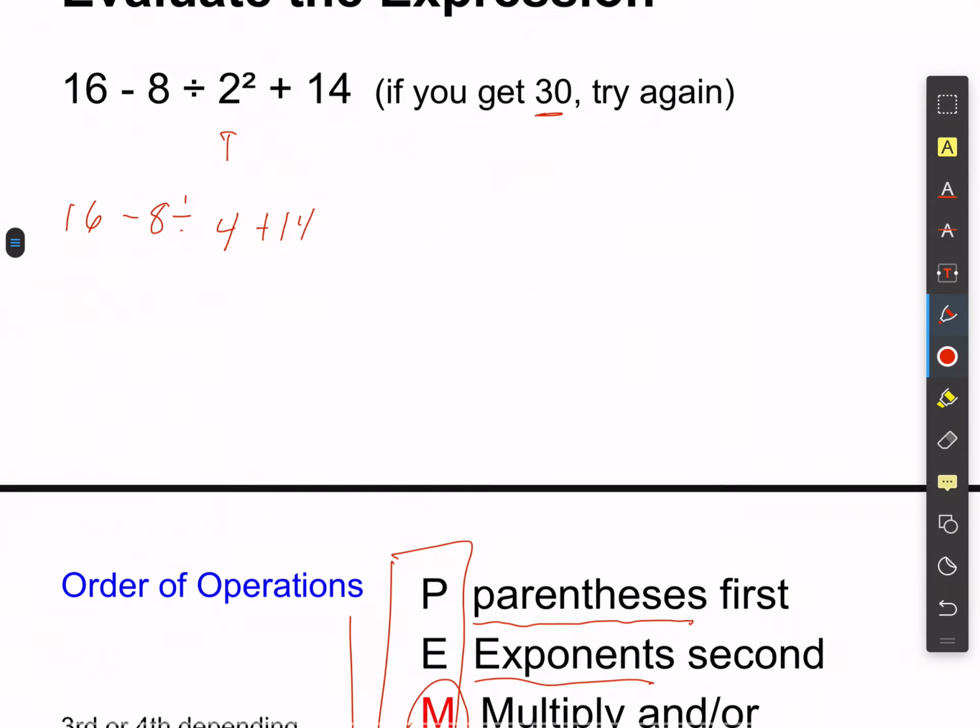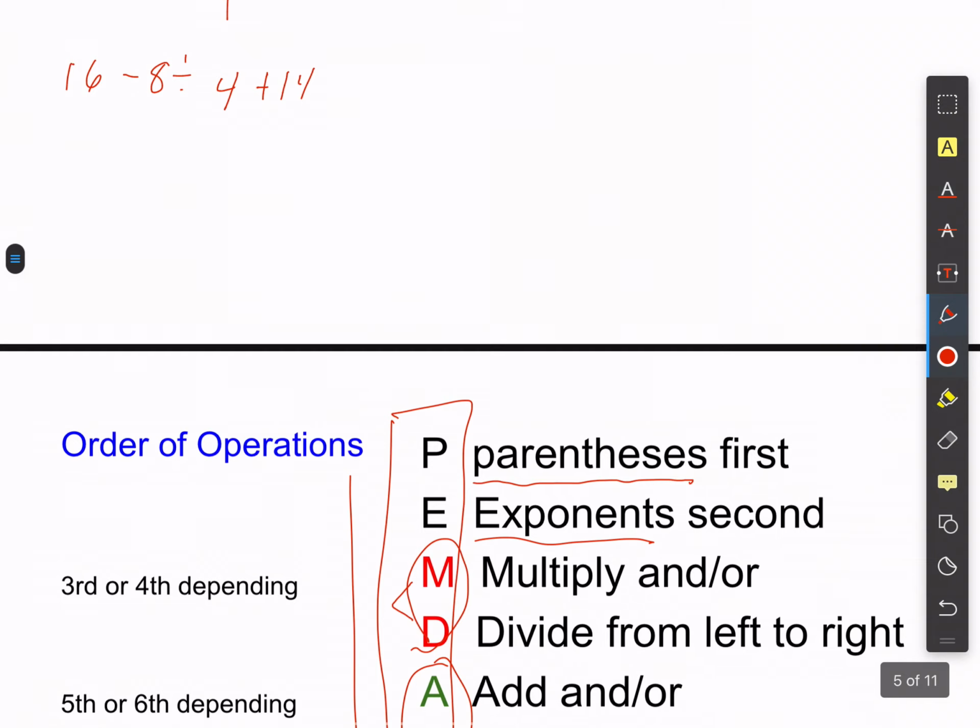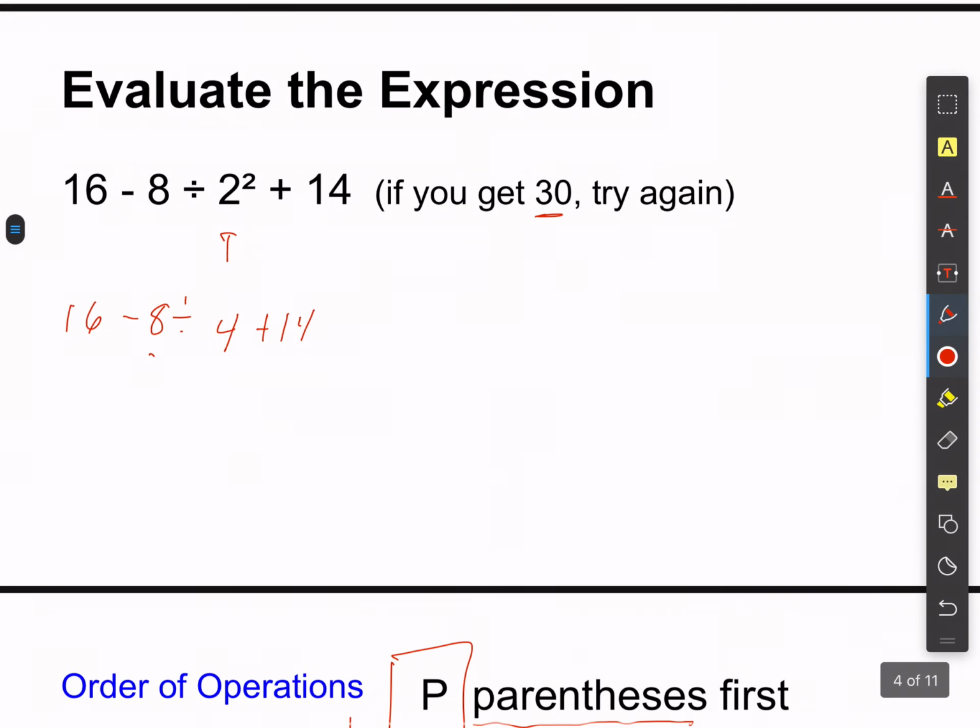If I follow my order of operations, now I can look for multiplication and division. I do see division here, so I'm going to divide this out. 8 divided by 4 is 2. So now I have 16 minus 2 plus 14. When I solve this, 16 minus 2 is 14. 14 plus 14 equals 28.